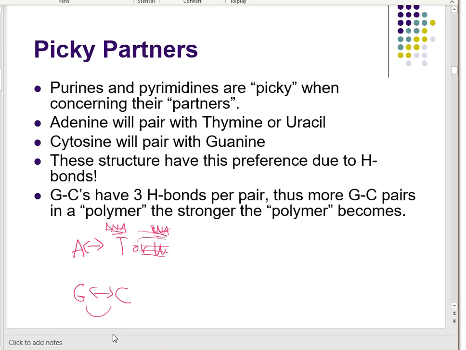So anytime I see G, C will pair with it. Anytime I see C, G will pair with it. And that's it. Those are the two bondings.